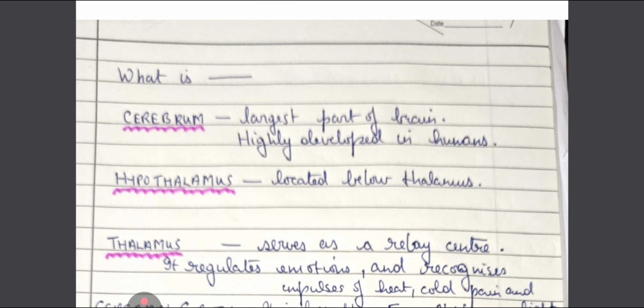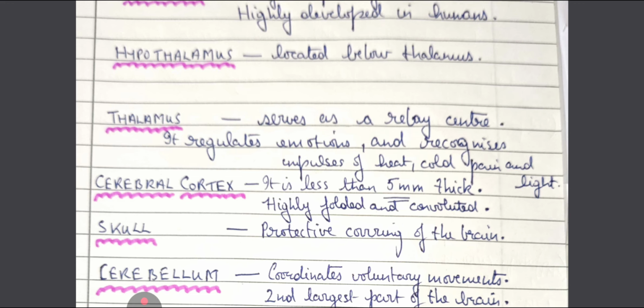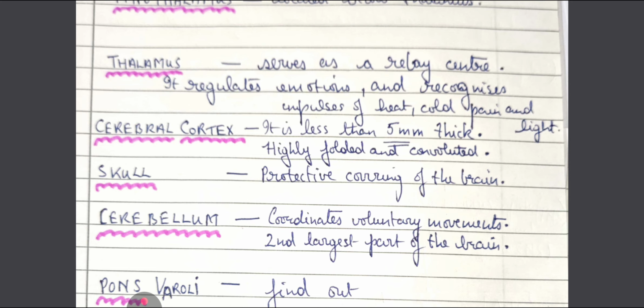What is cerebrum? Largest part of brain and highly developed in humans. Cerebrum is the largest part of the brain and it is highly developed in human beings. Then hypothalamus is located below thalamus. Thalamus serves as a relay center. It regulates emotions and recognizes impulses of heat, cold, pain and light.